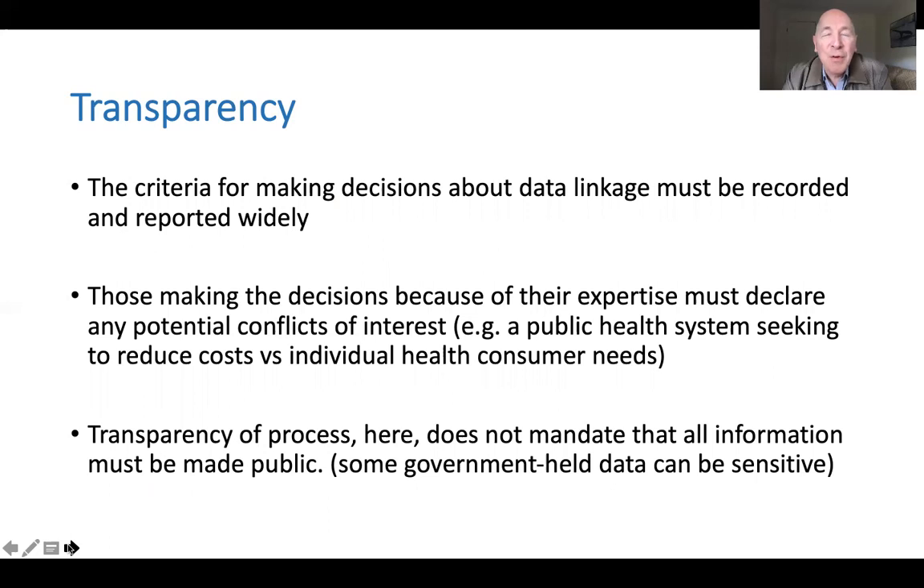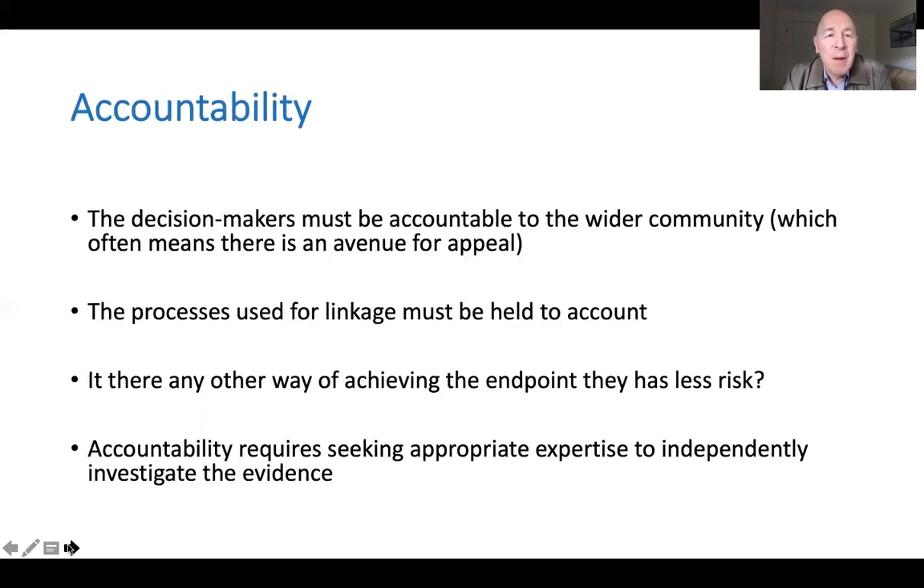The transparency of process here, though, does not mandate that all information must be shared. There's often sensitive health information. It's more that the process be transparent. In terms of accountability, the decision makers must be accountable to the wider community. Now, this often means that the community has a chance to question the decision, or in fact, that there's an avenue of appeal open to the community.